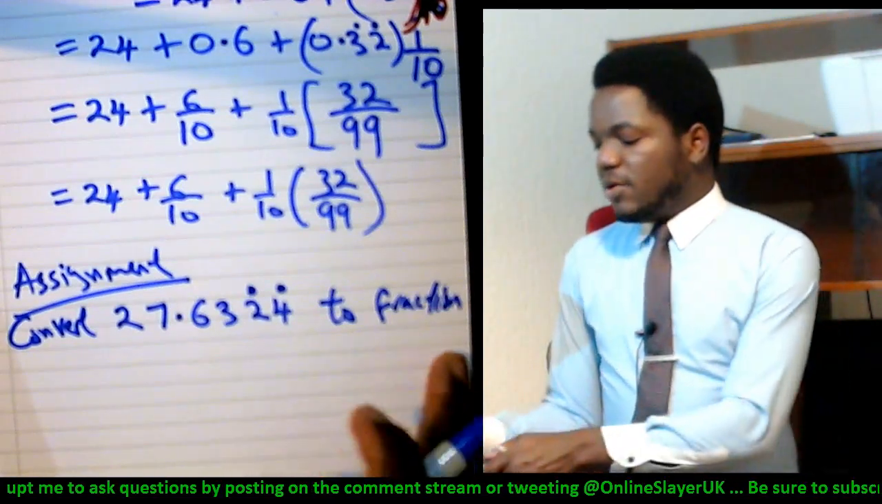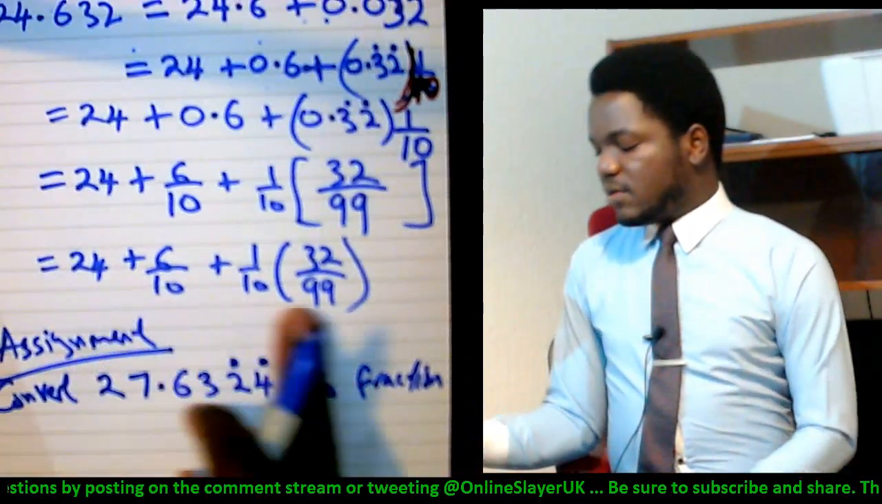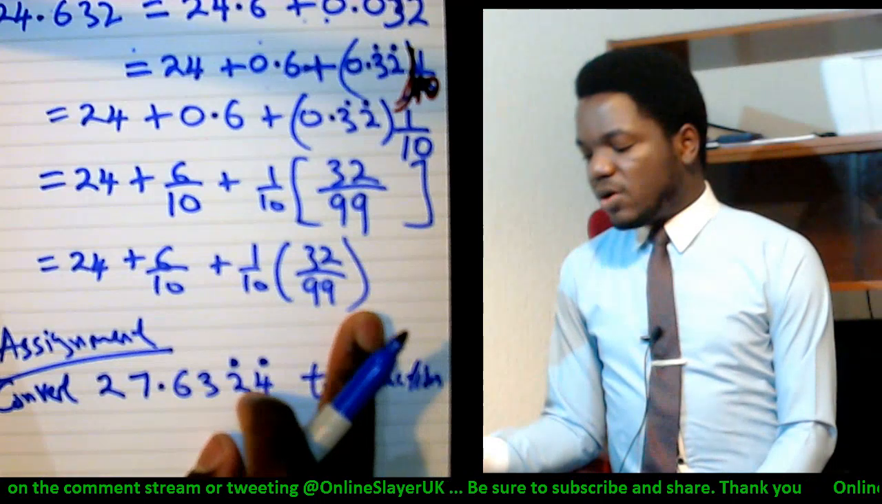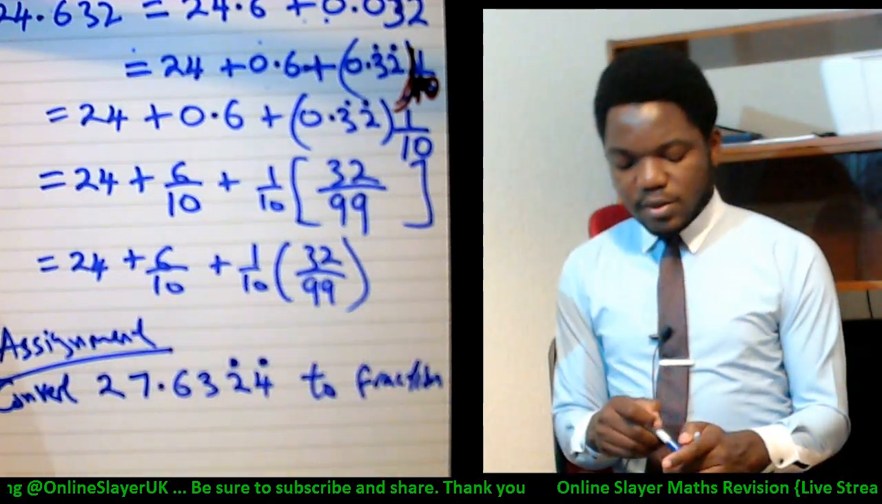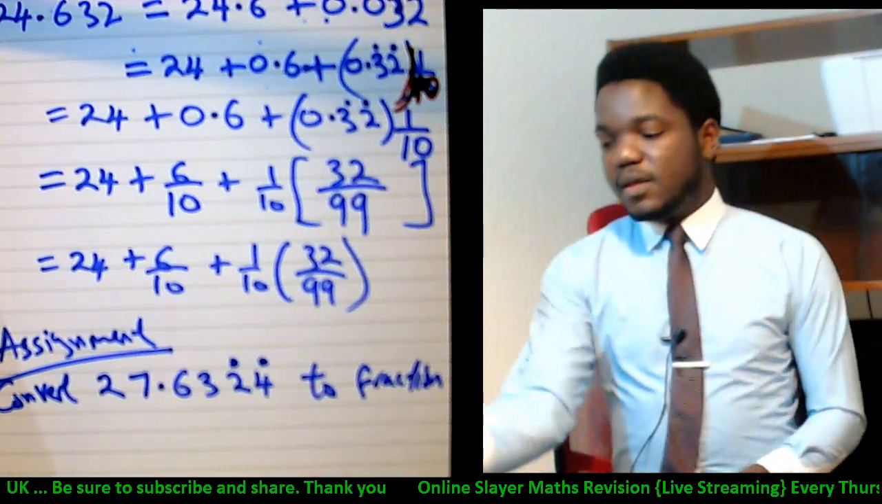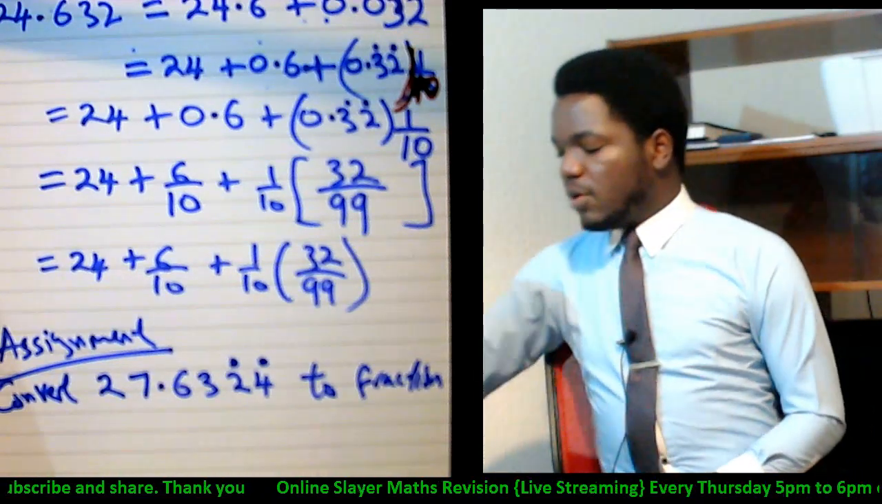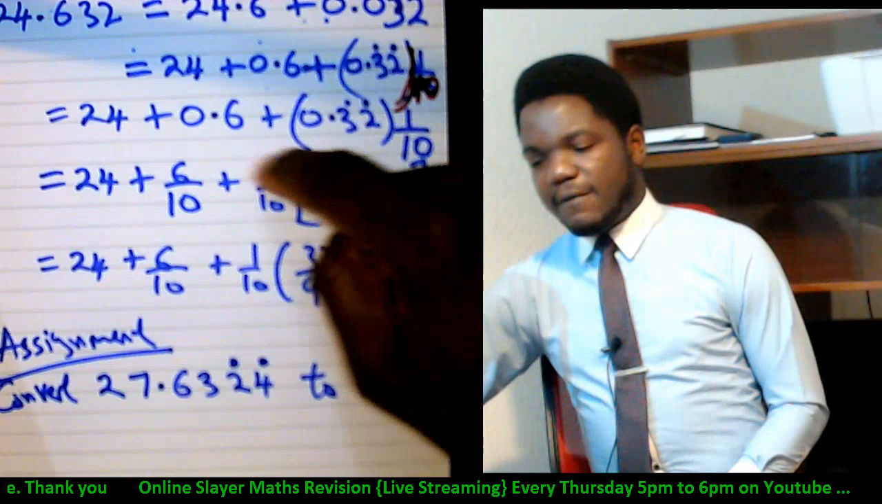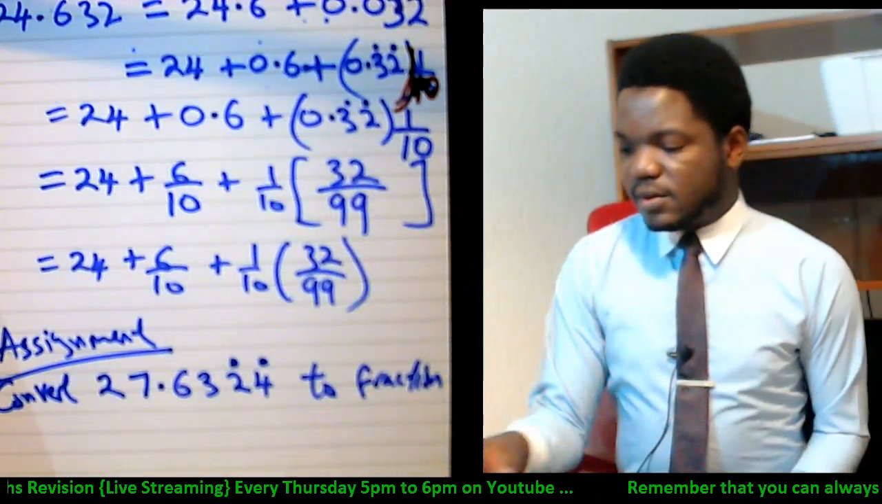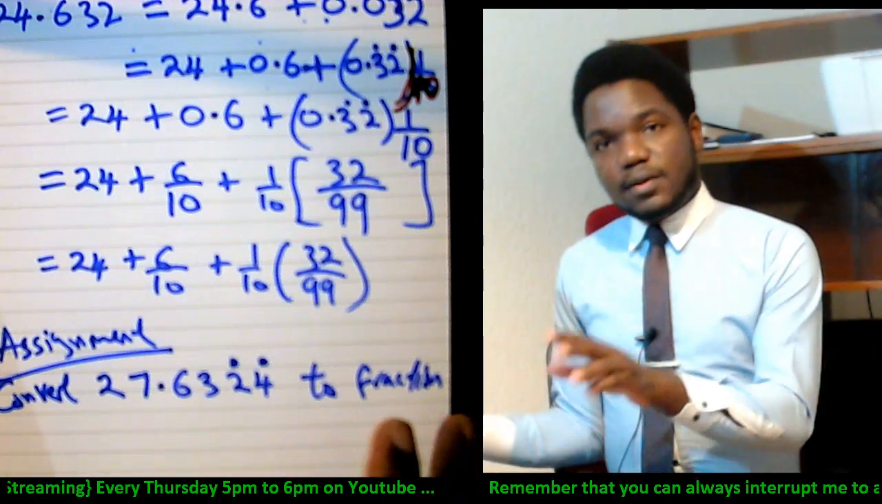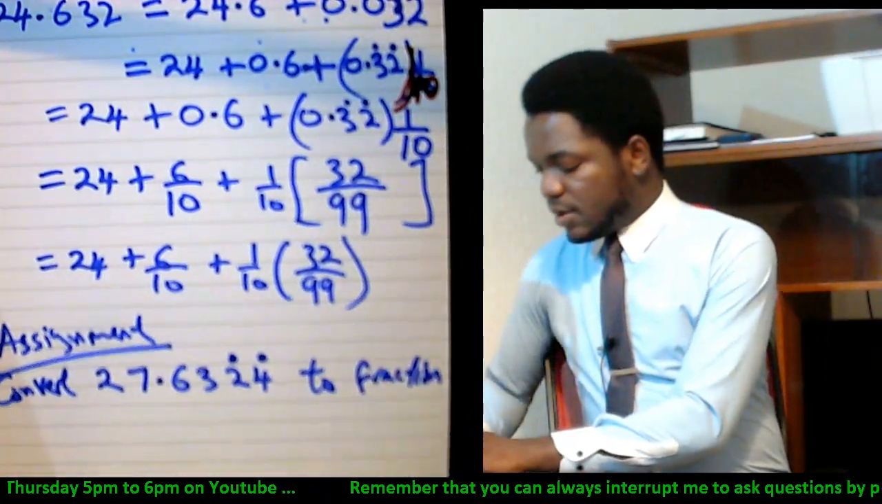Okay, now notice that when we got to this stage, I did not go further. There's a reason I did not go further, and that's because we will be looking at that problem shortly. How do we multiply or add fractions? That's something we'll be looking at very soon. So I hope that's understood.